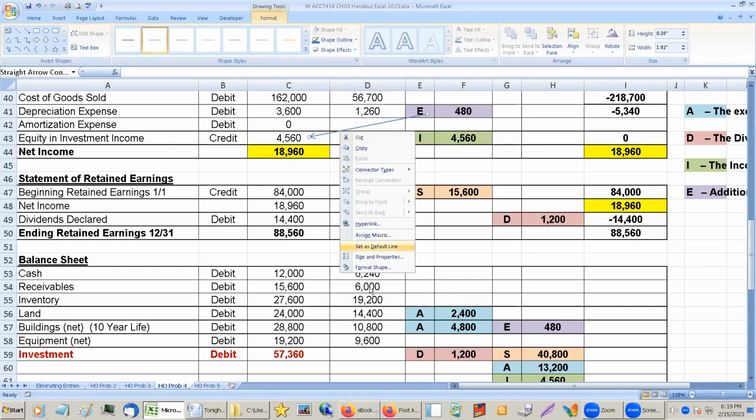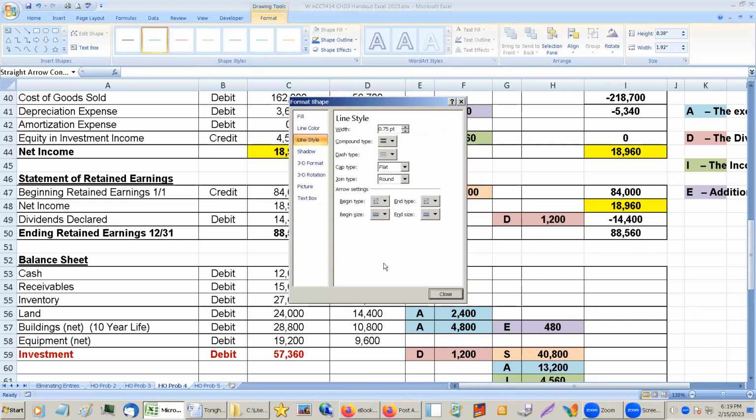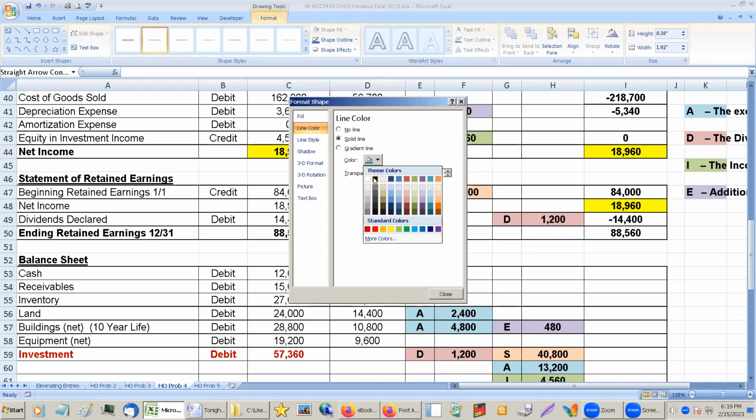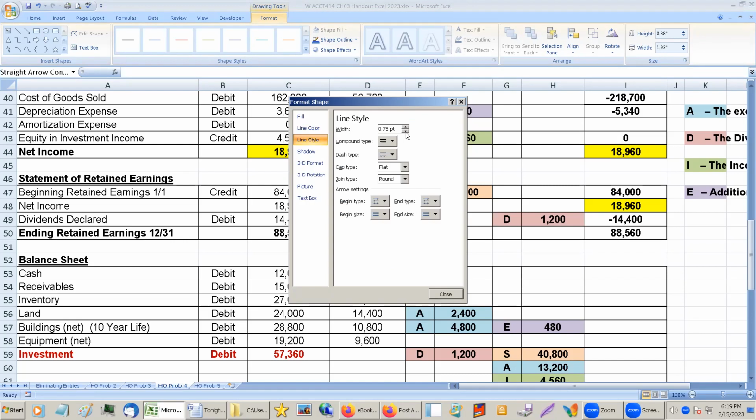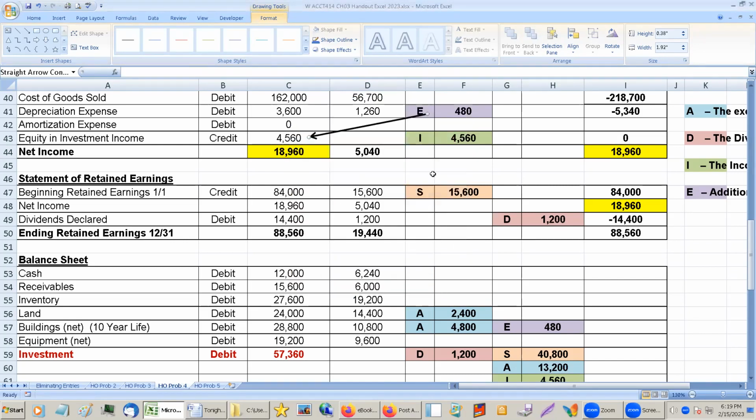I don't know who made the default light blue that can't be seen. I'm sure there's a way to change the default. I'll have to look and see what it is. But yeah, we'll make that line invisible.